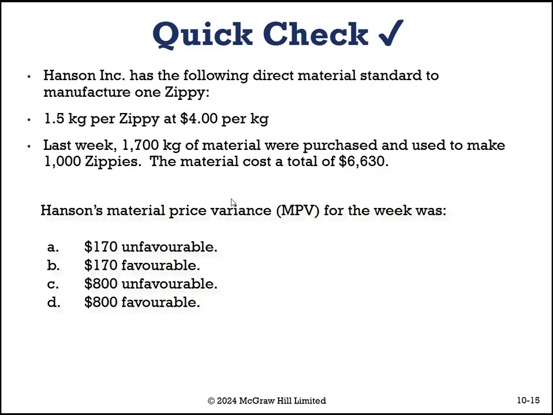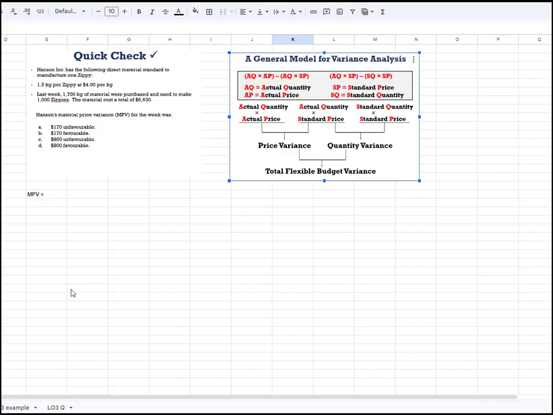All right, so now it is time for you. We're going to be using this set of case facts for the next two quick checks, and then that's it for this lecture video. So I really do encourage you to pause this video, see if you can calculate the material price variance and the material quantity variance, and we'll check back. I will go through each one of them in a debrief, but I suggest you pause this video, try it on your own, and then I will see you in a few moments. Thank you.